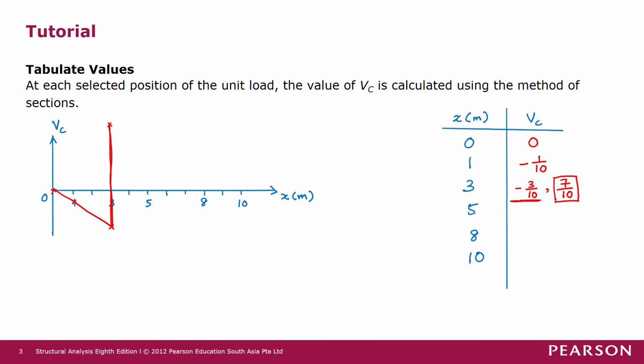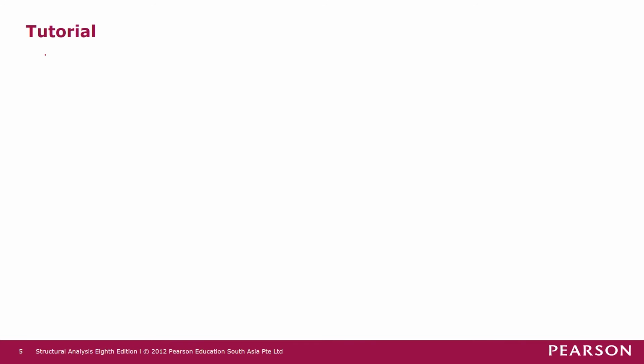Alright, so next we still have 5 meters, 8 meters and 10 meters. So we move on. When x equals 5 meters, the 1 unit force is exactly in the middle of the beam. So this is symmetrical, meaning that this reaction is 1 over 2. This reaction is also 1 over 2.